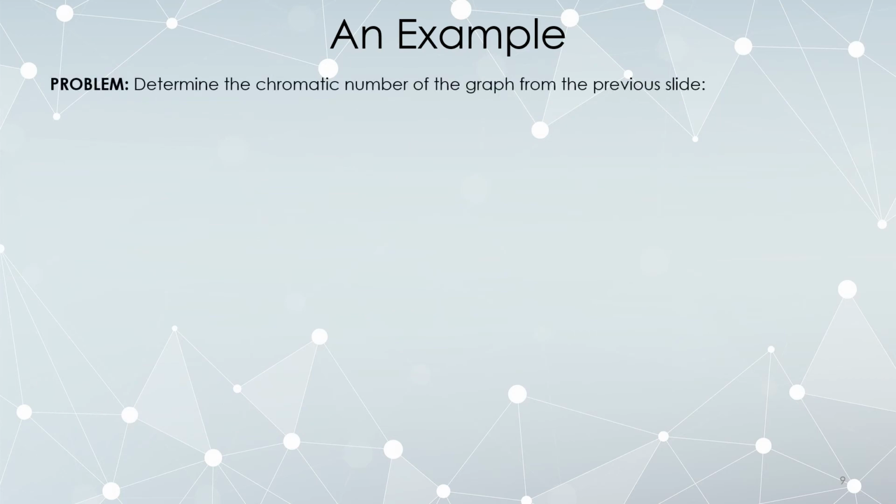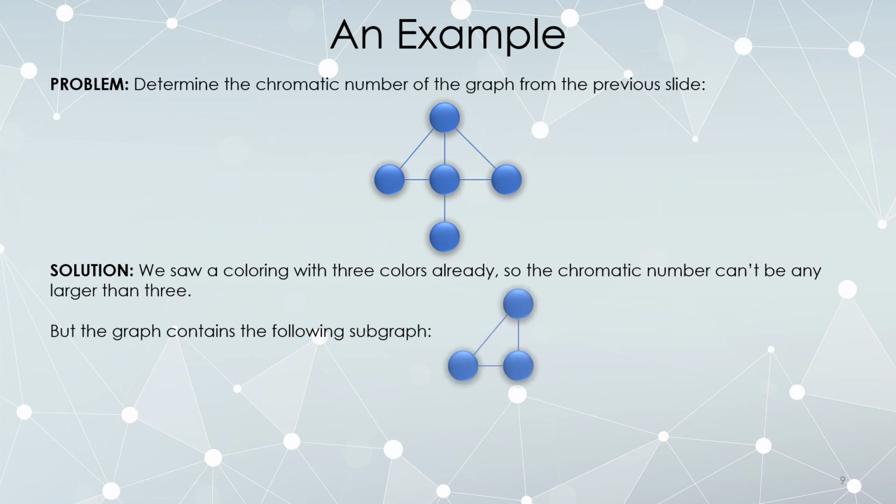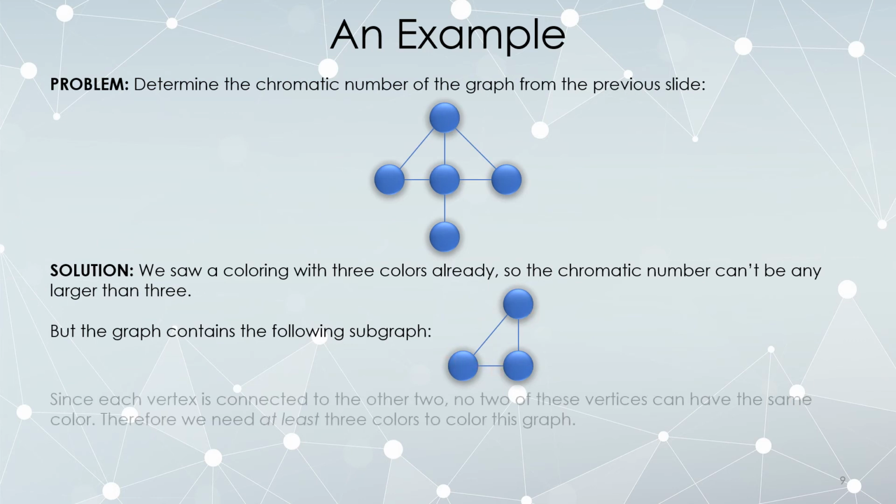So for example, determine the chromatic number of the graph from a previous slide. Here it is. What's the smallest number of colors required to actually color this thing? So we've already seen a coloring with 3. We had red, green, and purple, and it was a legitimate coloring. So if it's possible to color this with 3 colors, the chromatic number can't be bigger than 3. But maybe it's possible to color it with 2 colors. However, we have this subgraph. If you look, we have these triangles in the graph. So here is this triangle as a subgraph of the one we started with.